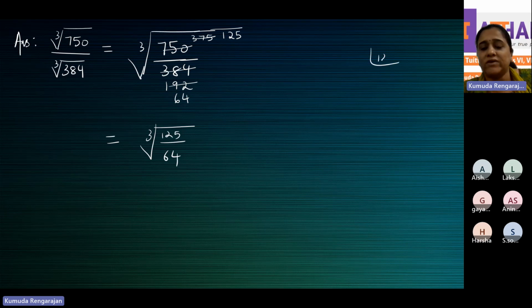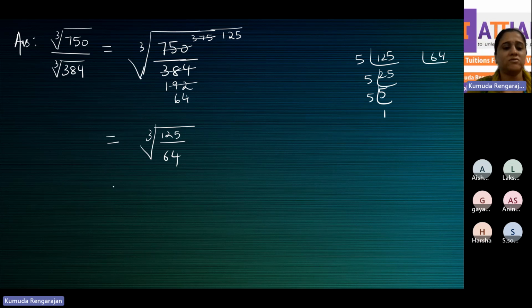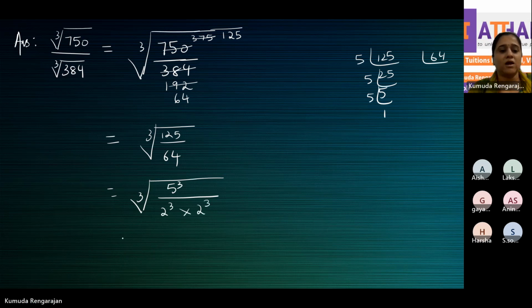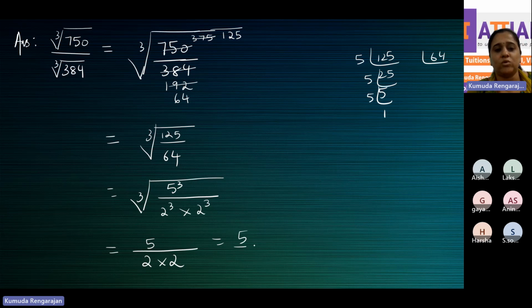Now 125 is 5 times 5 times 5. And 64, work this also, okay? So it is equal to cube root of 5 cubed divided by, for this one you will get 2 cubed into 2 cubed. Please work it out. All right, so from 3 fives, 1 five comes out, and it is equal to 5 by 4. Or you can write it as a decimal or a mixed fraction, 1 1 by 4.